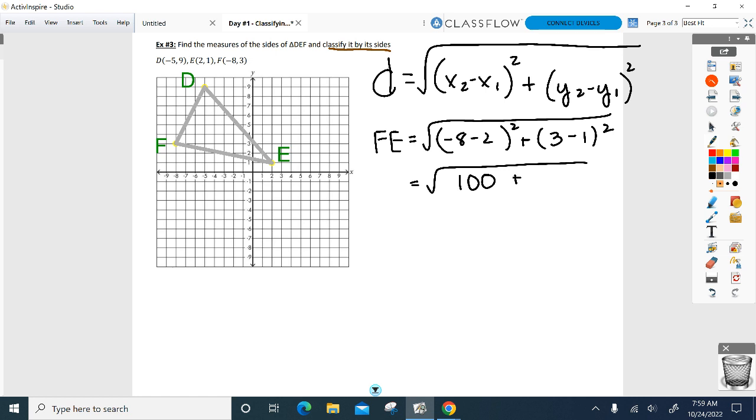Plus, what am I going to get over here? 3 minus 2 all squared. That gives me 2 squared, 4. Everyone's good? Add them. Do not take the square root of each. Add them up. You get the square root of 104.